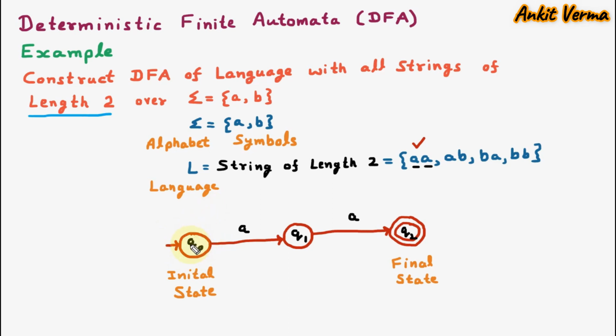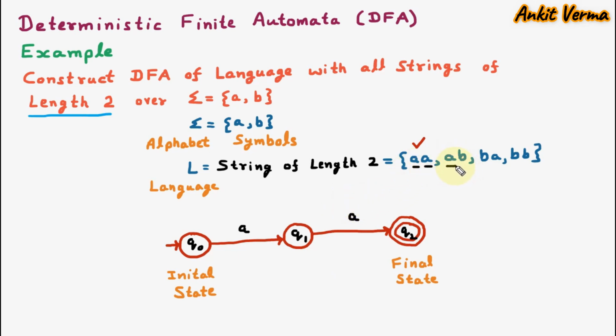At Q0, we have a move for A, but B is missing. For Q1, we have a move for A, B is missing, and for Q2, both moves for A and B are missing. So this DFA is not complete. We are moving further. Let's take the next string, which is AB.